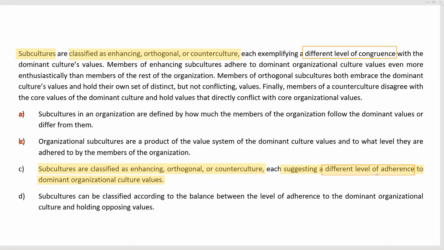Or if we are absolutely hell-bent upon including adherence, then we have to say adherence as well as disagreement, as well as difference. As we see, which is one thing that A got right, follow the dominant values or differ from them. So adhering to the dominant values or differing from them is the basis of the classification. So we still don't have a good summary here. This also is distorted, or one could call it limited.